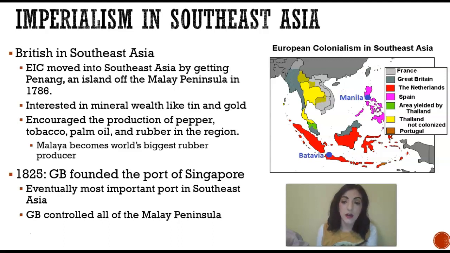It's going to actually overtake other places in the entire continent in being the number one producer of rubber. Why is rubber so important? Remember industrialization, you need rubber for all the machines, all the factories, all the stuff being built, being made. It's necessary. In 1825, Great Britain founded the port of Singapore, and eventually it's going to become the most important port in Southeast Asia. All the goods are going to come and dock at this one area. So what's going to end up happening is that Great Britain will eventually control all of the Malay Peninsula.